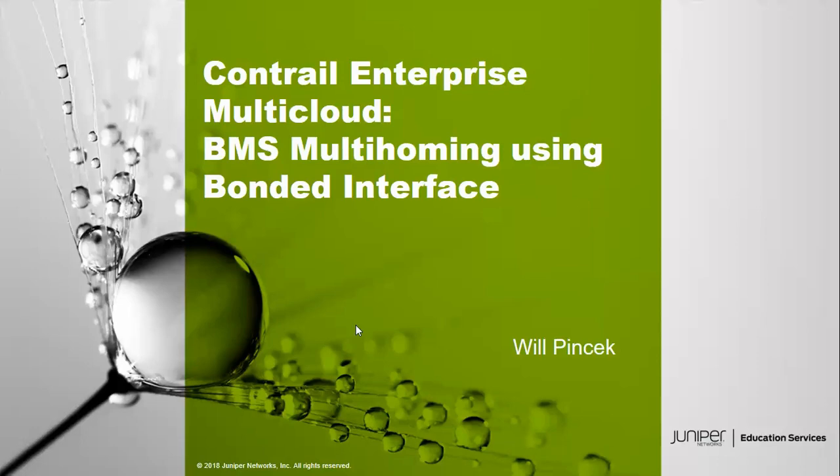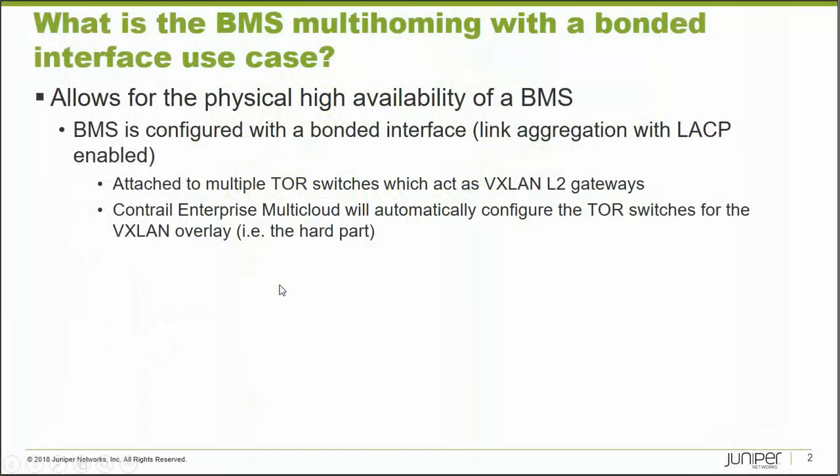I'm with Education Services at Juniper Networks, and I'm about to do a learning byte on Contrail Enterprise Multicloud using the fabric management features. We're going to do multi-home. We're going to do bare metal server multi-homing using a bonded interface. Okay, and what exactly is that? What is that use case?